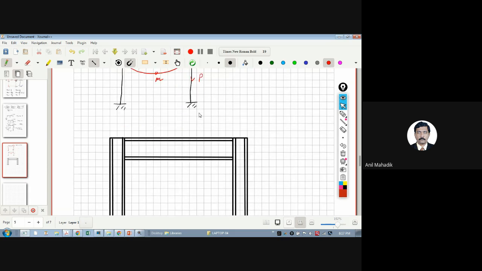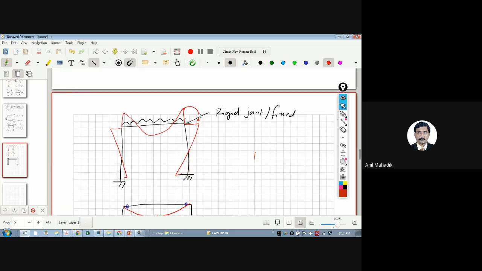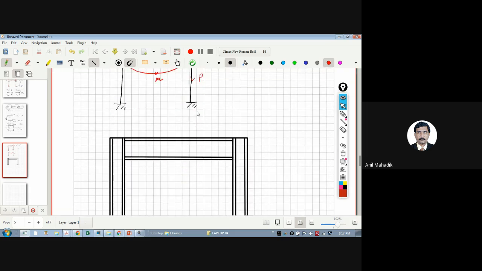So how can I transfer the moment? Transferring the moment means we transfer the forces which are generated in the beam. If I say it is a fixed beam, you know that this is your bending moment diagram. So there will be tension here.